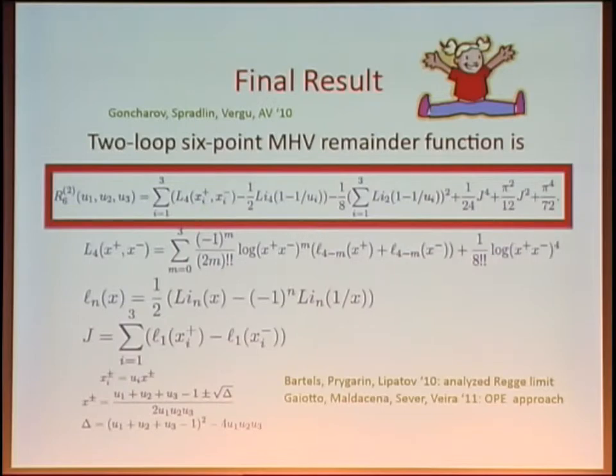But essentially, it's really remarkable. What happens is that the most complicated function which appears is just Li 4. So there's Li 4, Li 3, Li 2, etc. There are no Goncharov polylogs; they completely disappear. So we were really, really excited.